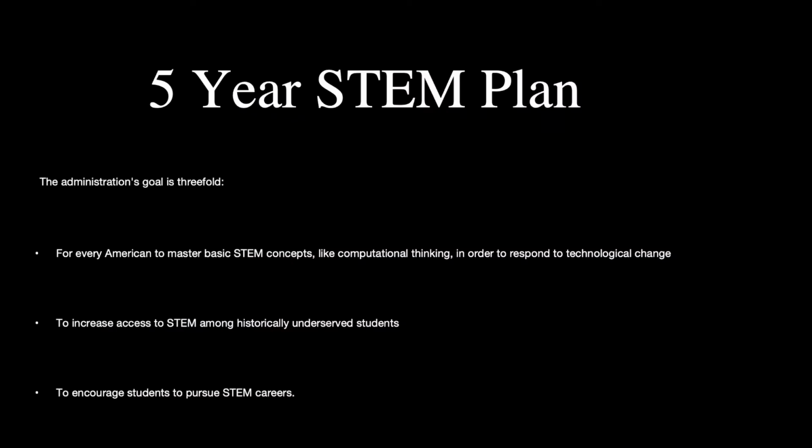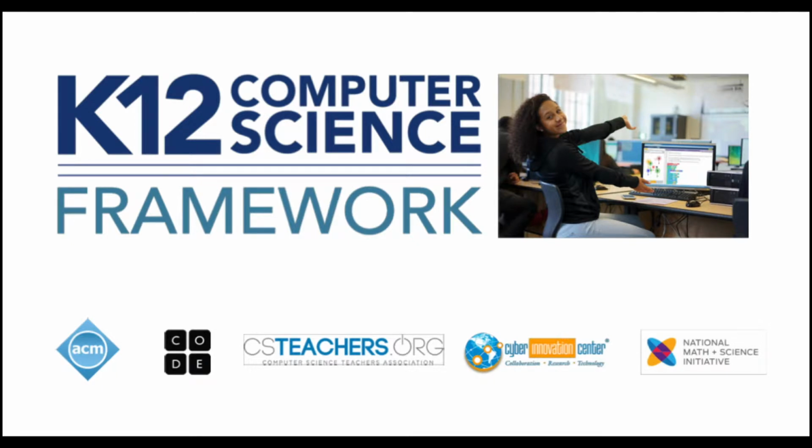In this plan, even though it focuses on STEM, computer science is part of that. The threefold goal is that every American masters basic STEM skills, and computational thinking is part of that element. We need to increase access to STEM among our underserved populations, and we need to encourage students to pursue STEM careers. This requires mindset and confidence development more than anything else. So how do we do that?